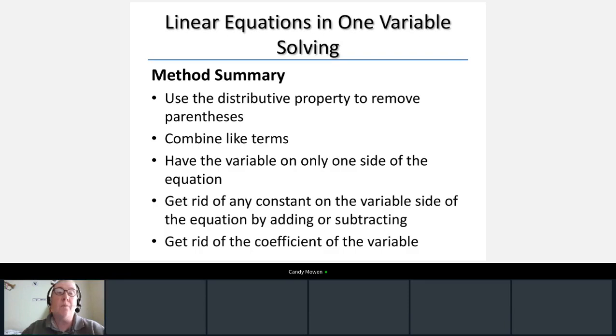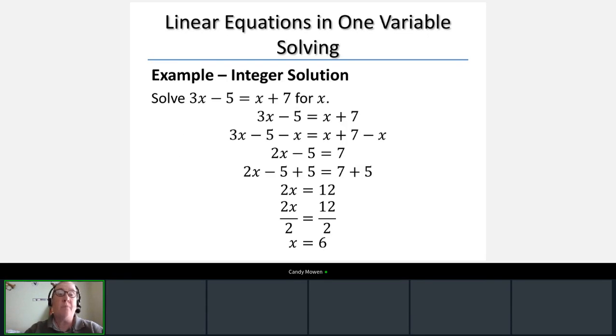Now, the method summary of how we solved that: use the distributive property to remove any parentheses, combine like terms, have the variable on one side of the equation, get rid of any constants on the variable side of the equation by adding or subtracting, and then get rid of the coefficient of the variable.